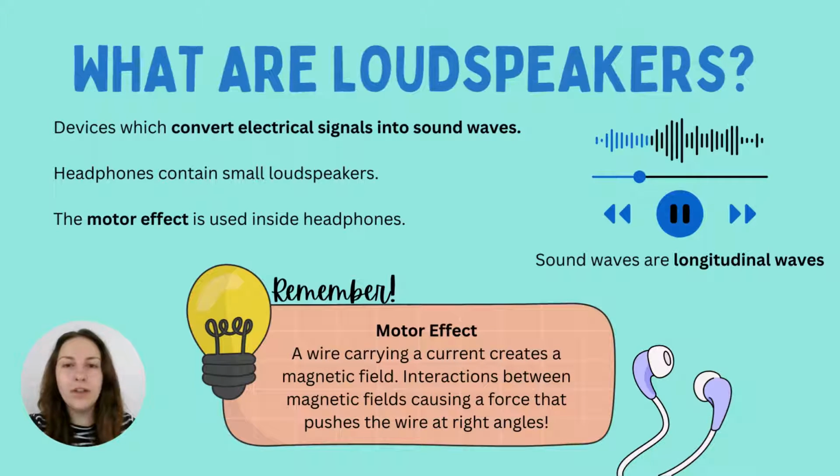But yeah, the motor effect, just as a bit of a recall, is when a wire carrying a current creates a magnetic field around it, and the interactions between those magnetic fields causes a force that acts at right angles. And we're going to explore this idea in a bit more detail today. Also, just as a bit of a recap, remember sound waves, they are examples of longitudinal waves. So we have two types of waves, transverse and longitudinal. We're talking about those longitudinal waves.